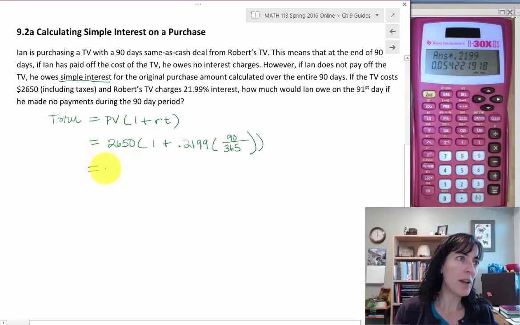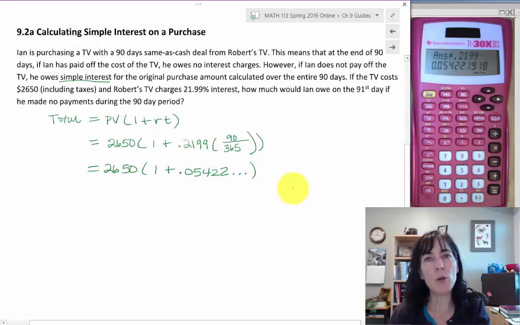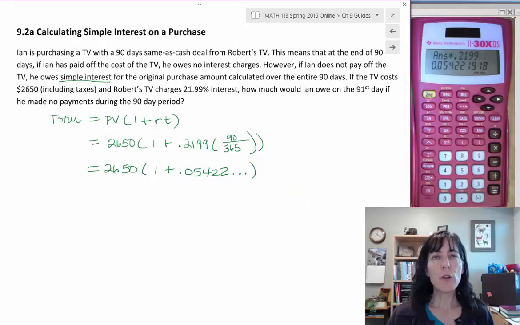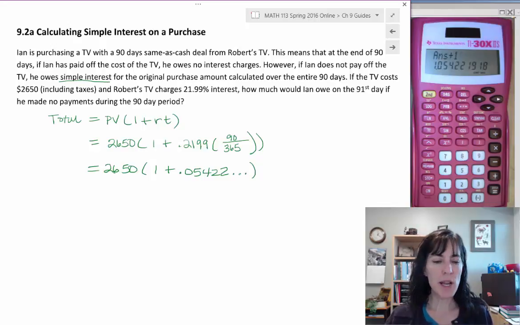And then I'll just write down what we have so far, 2650, 1 plus 0.05422. And here's what I do on my paper. I just put dot dot dot, meaning there are a lot more digits, but I'm leaving them on the calculator, and I will continue to use them in the problem. So the 0.05422, etc. is still sitting on my calculator, as you can see, and I'm just going to add 1 to it. So it's sitting there. I just say plus 1, and see how it puts answer on my display, and then equals. Now I expected this.